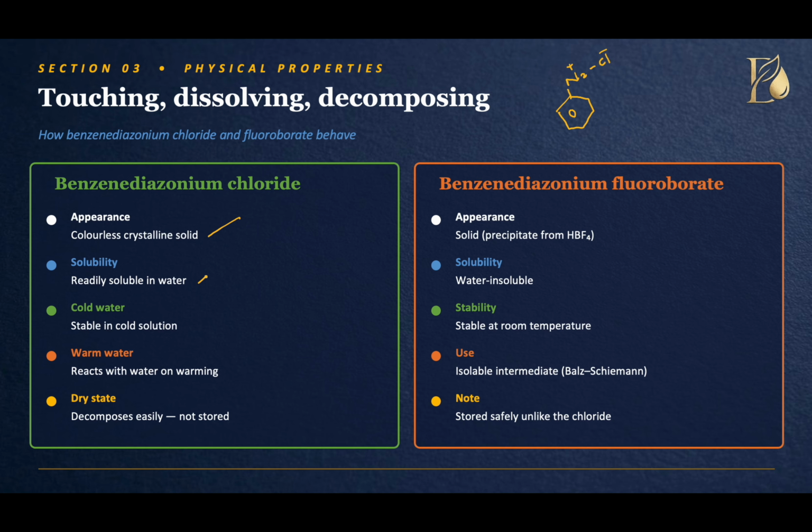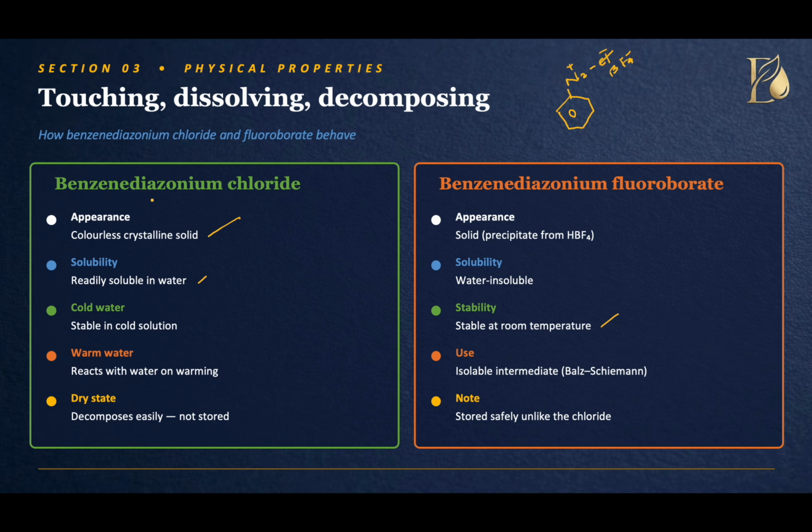On the other hand, benzene diazonium fluoroborate. What is benzene diazonium fluoroborate? The benzene ring, the anion is different. What is the anion? Fluoroborate, that is BF4-. So benzene diazonium fluoroborate behaves quite differently. It is insoluble in water and much more stable. Even at room temperature, they are stable. Okay, they can withstand room temperature.